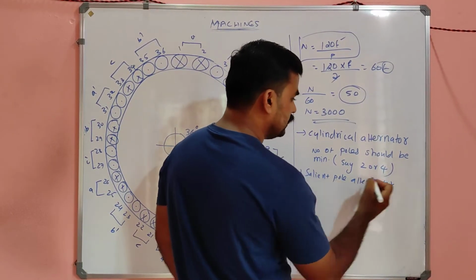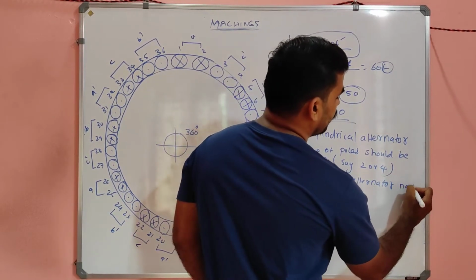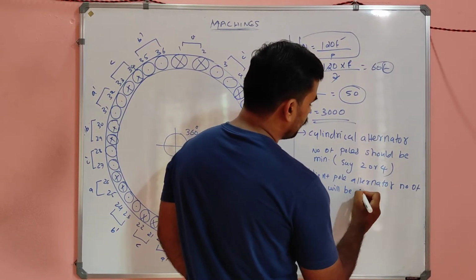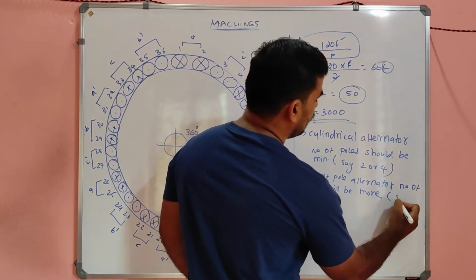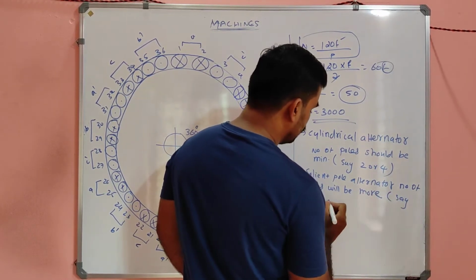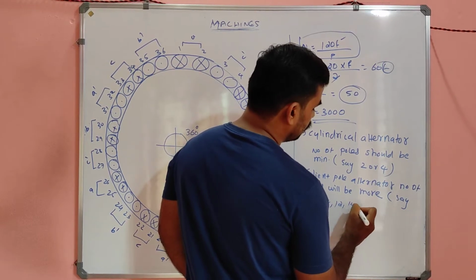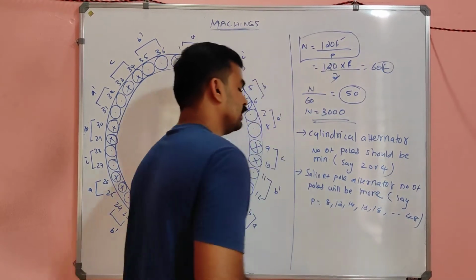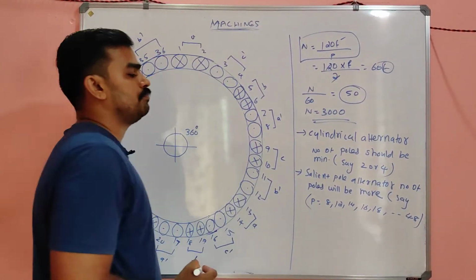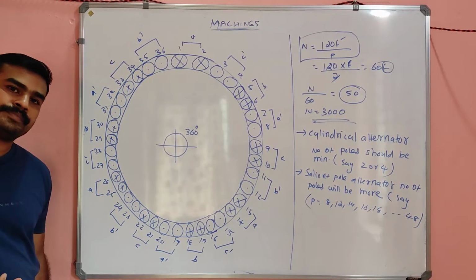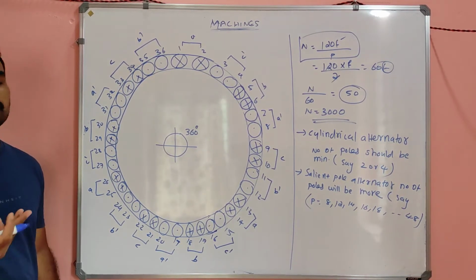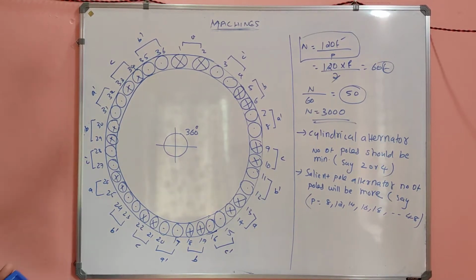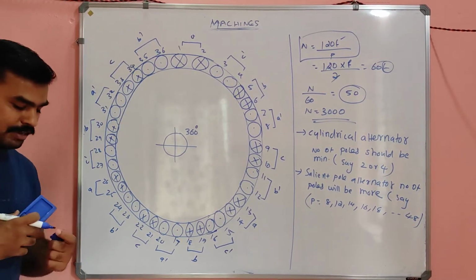The number of poles will be more, say P is equal to 8, 12, 14, 16, 18, etc., up to 48. So this many poles will be there for a salient pole alternator, and there are normally 2 or 4 poles for a cylindrical type alternator. Then only the speed will be very high.